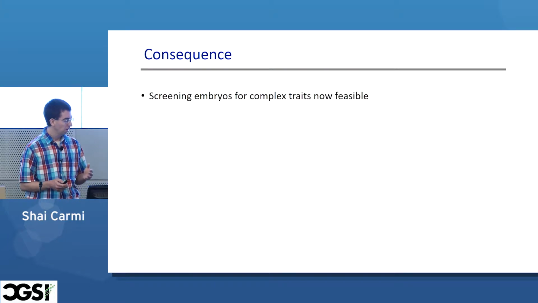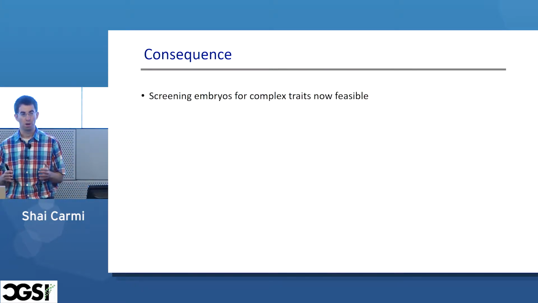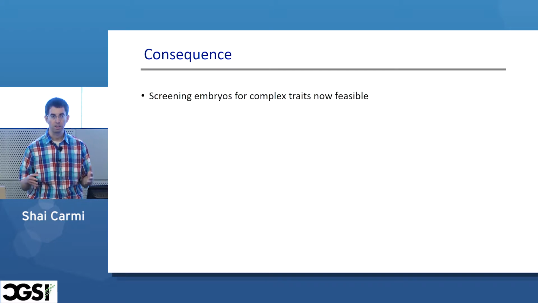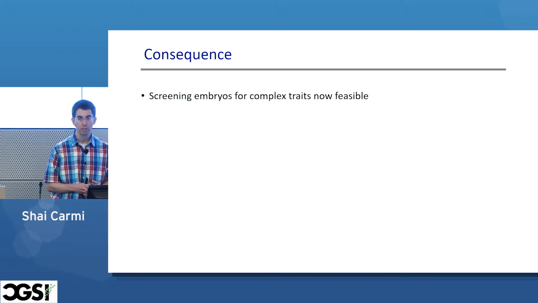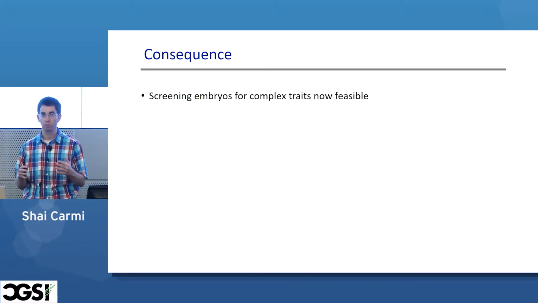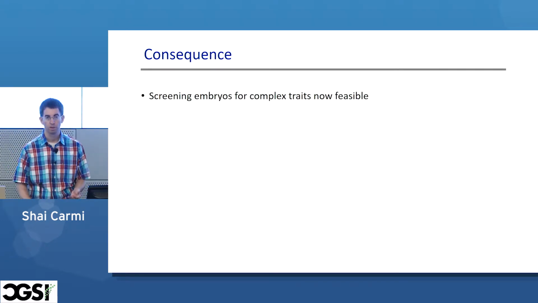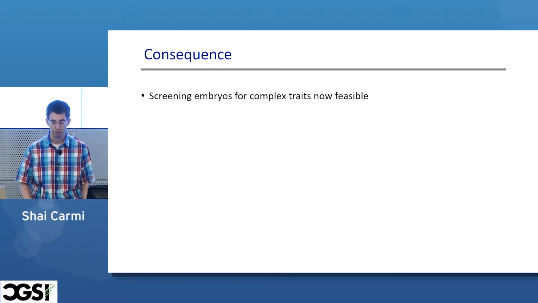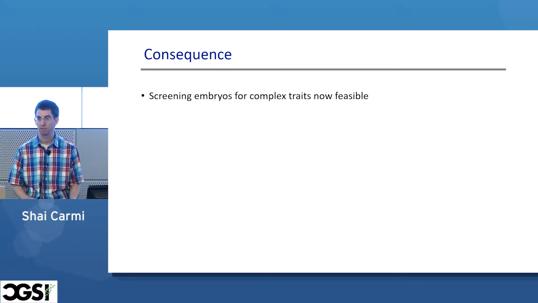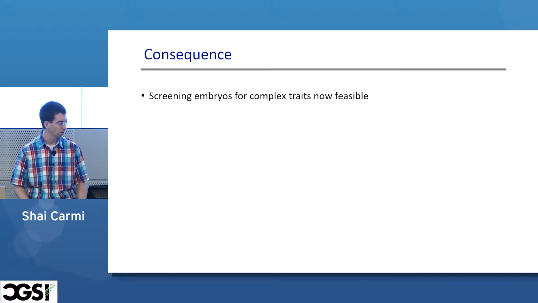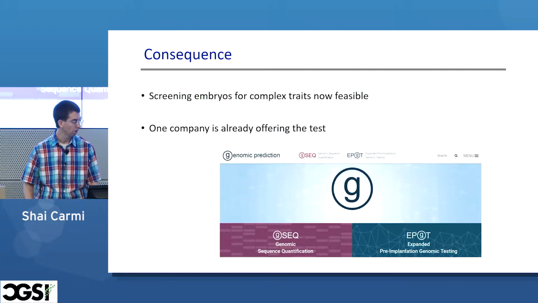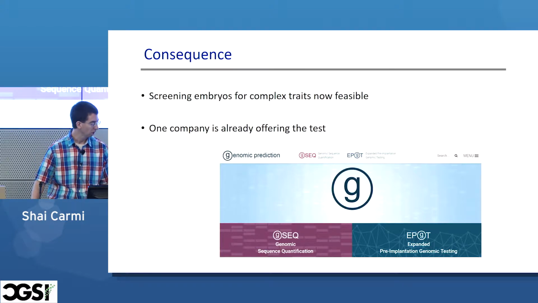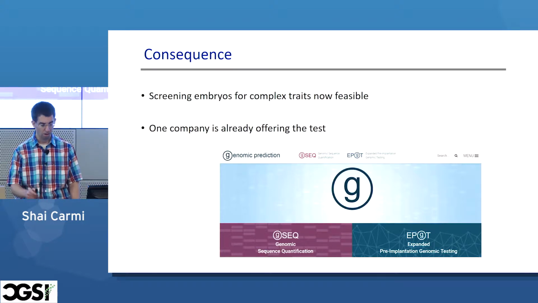So what did we learn from these two apparently distinct fields? One conclusion is that now it is feasible to screen human embryos for complex traits, because now we can genotype embryos very easily, and we can predict traits very easily. So why not do it on human embryos? And actually, there is already one company offering such a test. It's called Genomic Prediction. So I give them free advertising here.